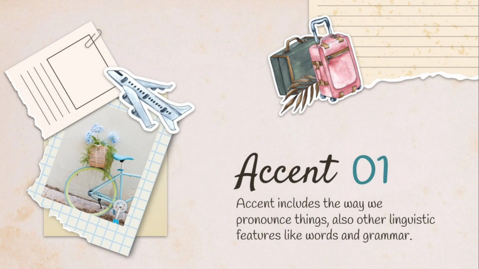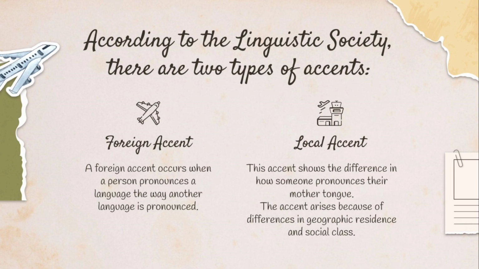Okay, the first is accent. What is the accent? Accent includes the way we pronounce things, also other linguistic features like words and grammar. Next is, according to the Linguistic Society, there are two types of accent. The first is foreign accent. A foreign accent occurs when a person pronounces a language the way another language is pronounced. And the second is local accent. This accent shows the difference in how someone pronounces their mother tongue. The accent arises because of difference in geographic residence and social class.